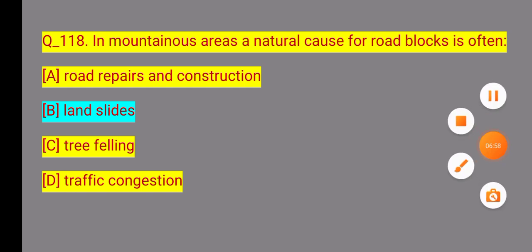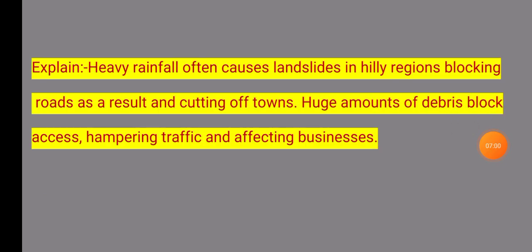Explanation: heavy rainfall often causes landslides in highland regions, blocking roads and resulting in the cutting off of towns. A large amount of debris blocks access, hampering traffic and affecting business. Next question.